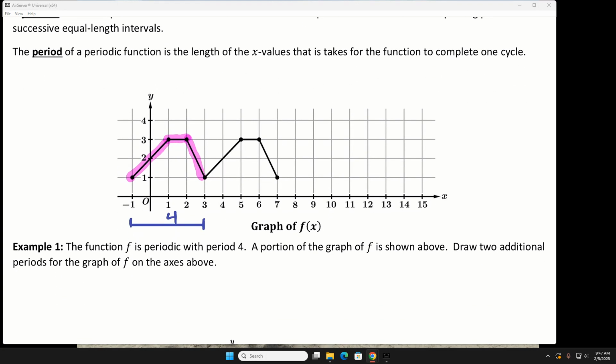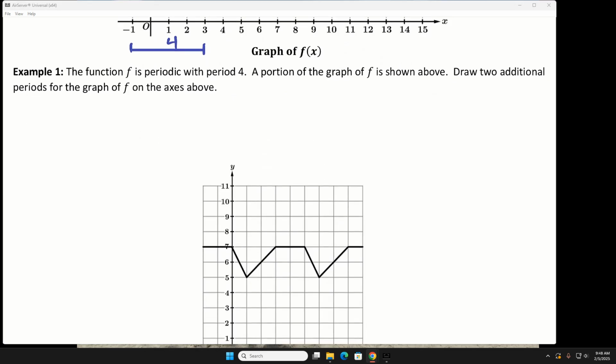And then it does tell you in the example that f is a periodic function with a period of 4. And we have 2 periods graphed. We're going to graph an additional 2 periods. Can you guys do that? Super fun.